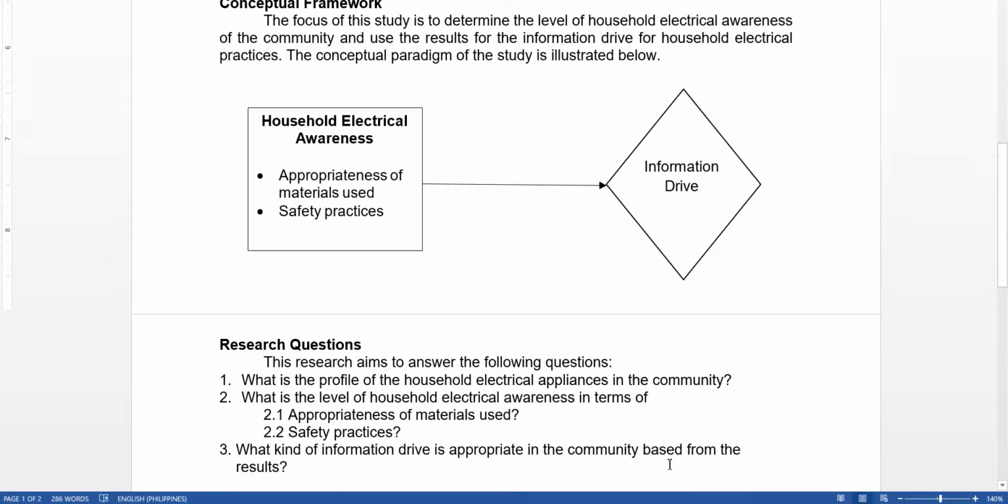The third research question is, what kind of information drive is appropriate in the community based from the results? So as we can see here, we only have three research questions.